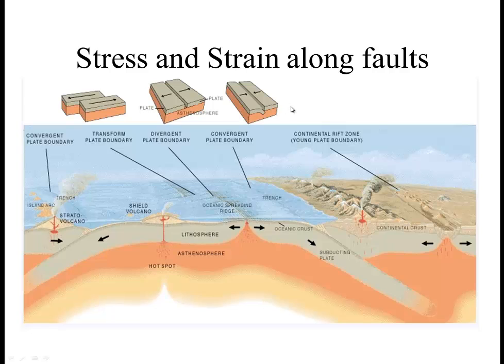Stress and strain along faults. When we get to plate tectonics, which is the next unit, we'll talk about colliding plates, ripping apart plates, and shearing boundaries. We have compressional forces, tensional forces, and shearing, which produce convergent boundaries, divergent boundaries, or transform boundaries.